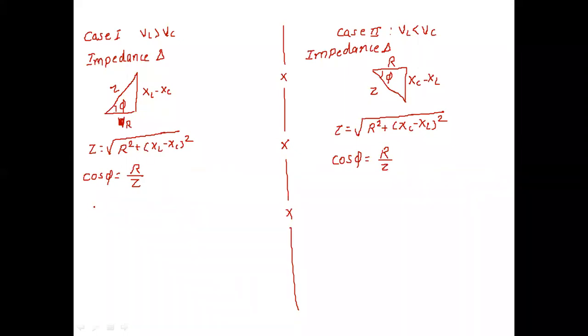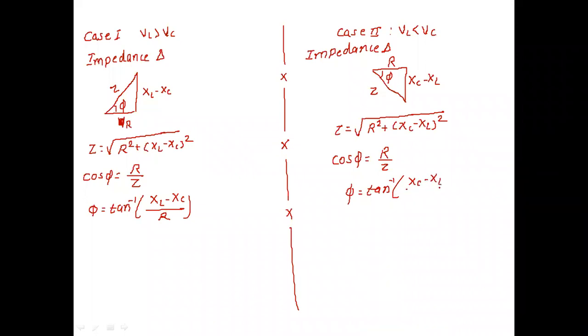Now if you calculate the phase angle phi, you can calculate it with the help of tan inverse of (XL minus XC) upon R, and here the formula for phi is tan inverse of (XC minus XL) upon R. Get my point?